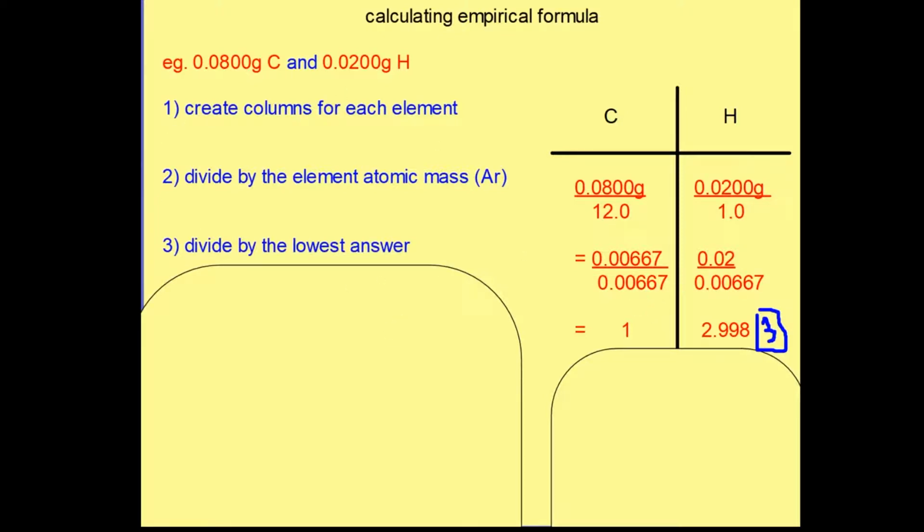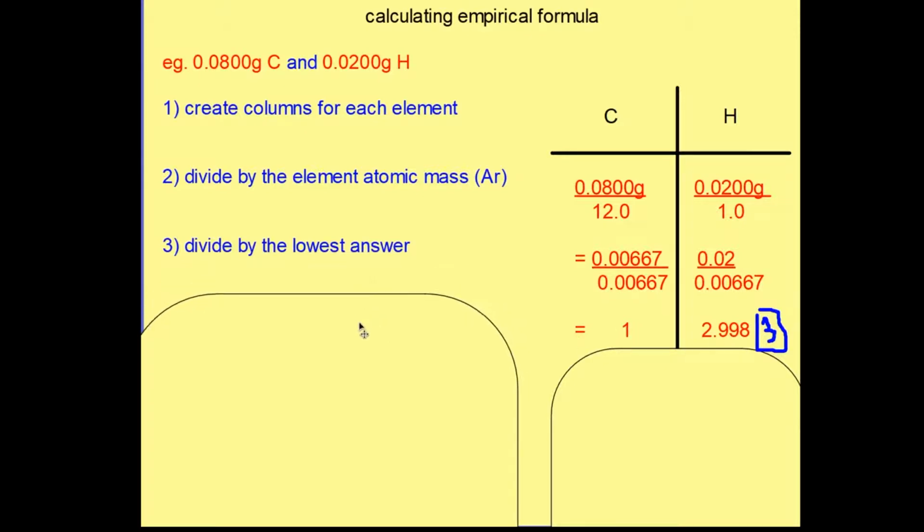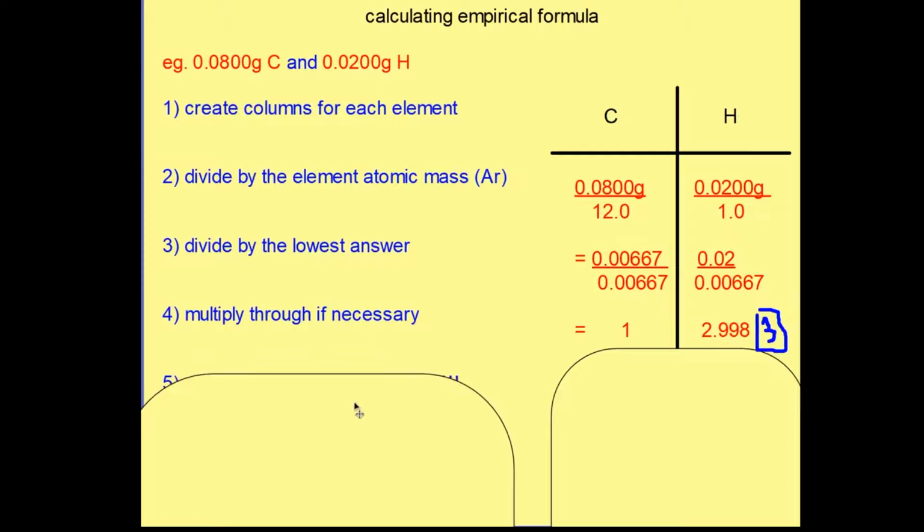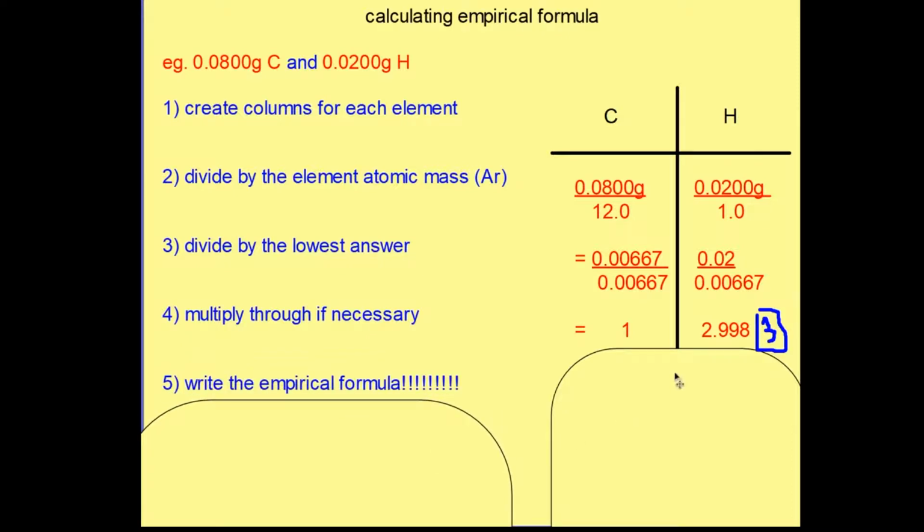There is a stage where, if it doesn't come out as a whole number, we'd multiply through. I'm going to miss that out for this one and do it on the next one. But the final stage on this one would be to write the empirical formula. So don't forget to actually write it. So 1 carbon, 3 hydrogens, the empirical formula is CH3. So let's do one which has this stage in.